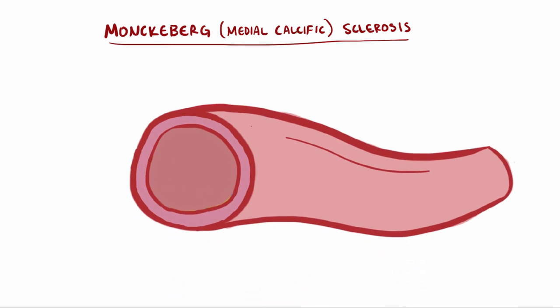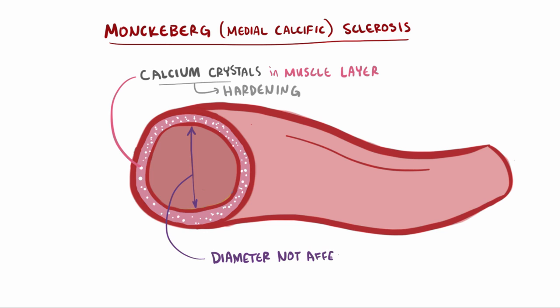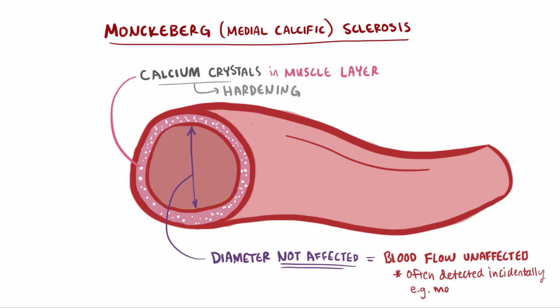Another type of arterial sclerosis is called Monckeberg sclerosis, or medial calcific sclerosis. And this is caused by the formation of calcium crystals in the muscular layer of the blood vessel wall, leading to hardening of the blood vessel. But this doesn't affect the diameter of the lumen. Since blood flow isn't impaired, it doesn't really cause any signs and symptoms, so it's usually detected during a diagnostic procedure for something else, like mammograms, since mammographies are used to look for calcification as a sign of breast cancer.